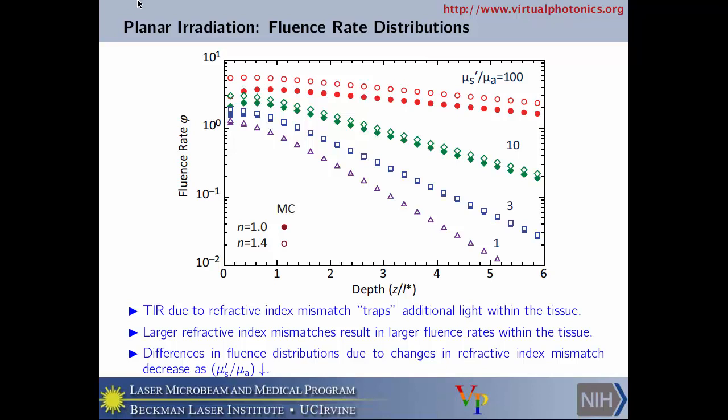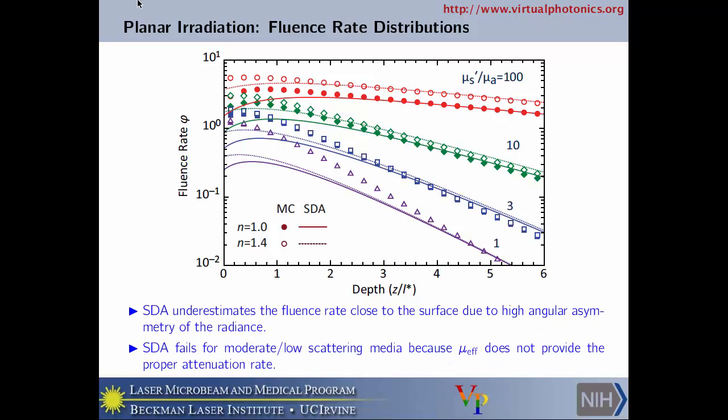So exactly right. Okay, so larger refractive index mismatches result in larger fluence rate within the tissue, and differences in distributions due to changes in refractive index mismatch decrease as you increase absorption. Okay, so these are the perfect results, or near perfect results using Monte Carlo. Let's look at how our analytical approximations do. So these are the results for the standard diffusion approximation. Okay, so the solid curves are for the refractive index match case.